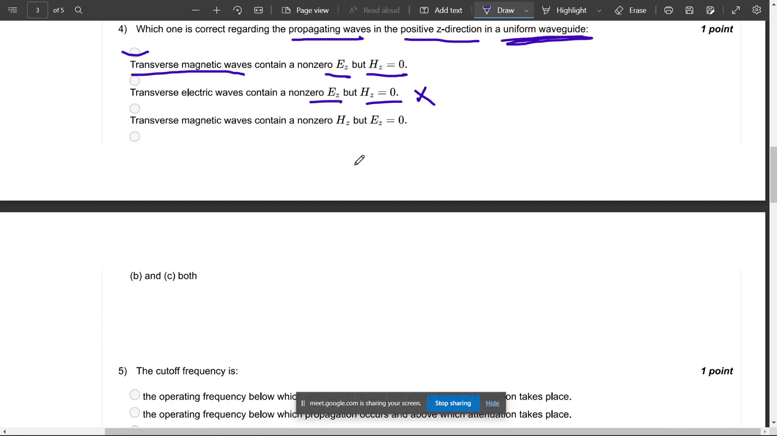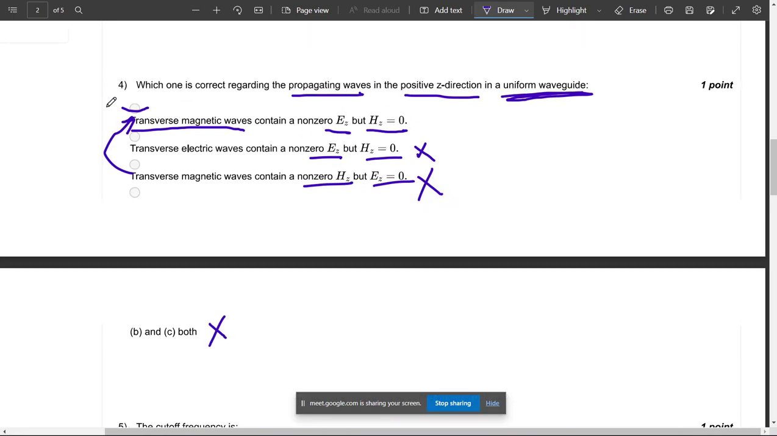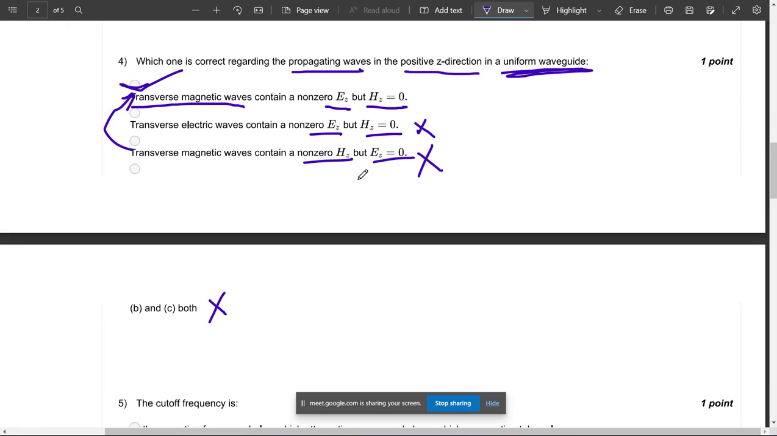Now let's read the third option. Third option here is transverse magnetic waves contain a non-zero Hz, but Ez is equals to 0. So this one is negating the first statement, right? And we know that the first statement is correct. So this one is also wrong. Now option B and C both are wrong, right? Only option A is the correct one. So the correct option here is option A.